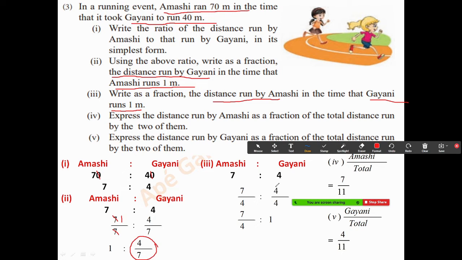So divide 4 by 4 to get 1, because we want to make Gayani's part 1. Remember that if you divide this side by 4, you have to divide the other side also by 4. So when Gayani runs 1 meter, Amashi runs 7 over 4 meters. So this is the answer: 7 over 4.